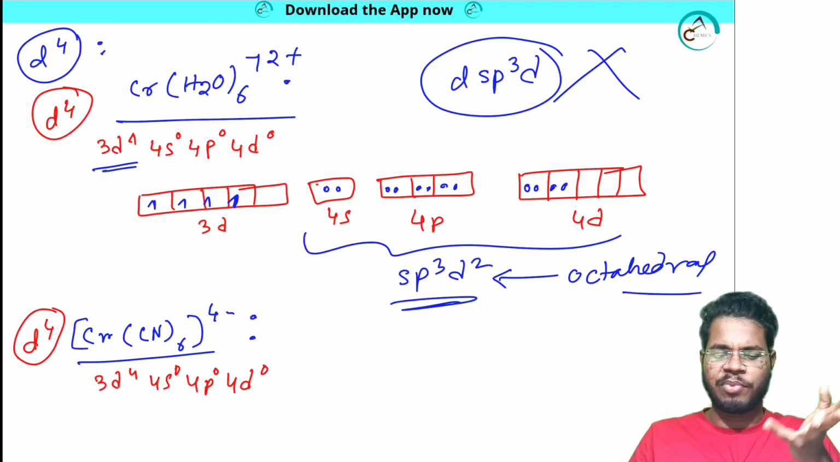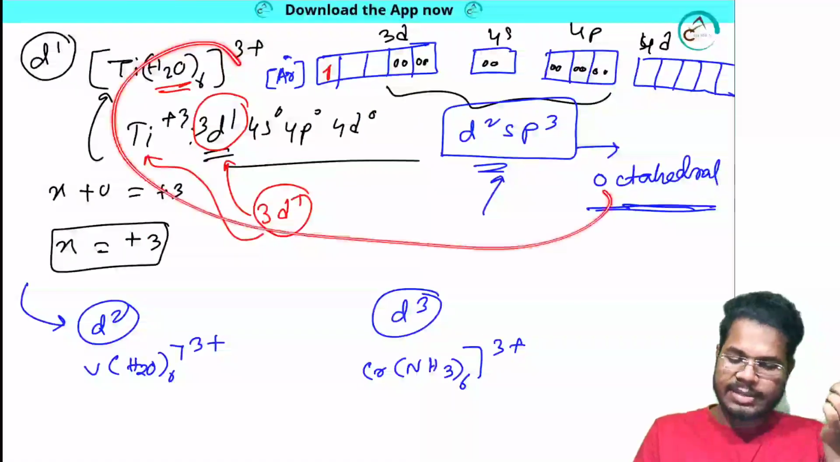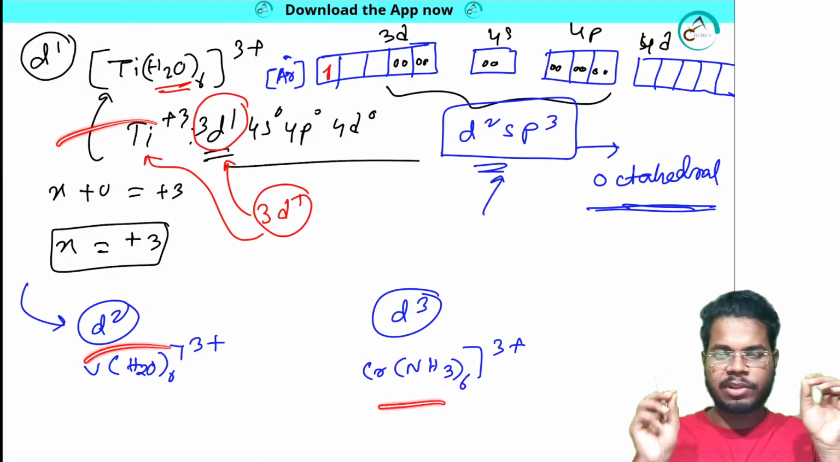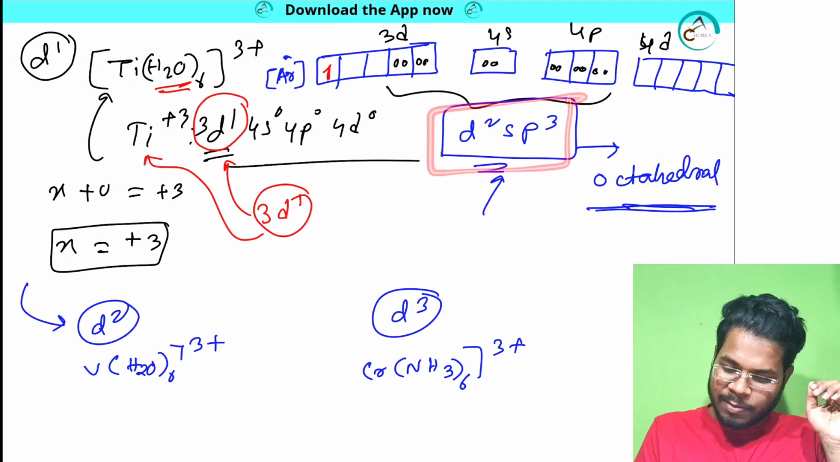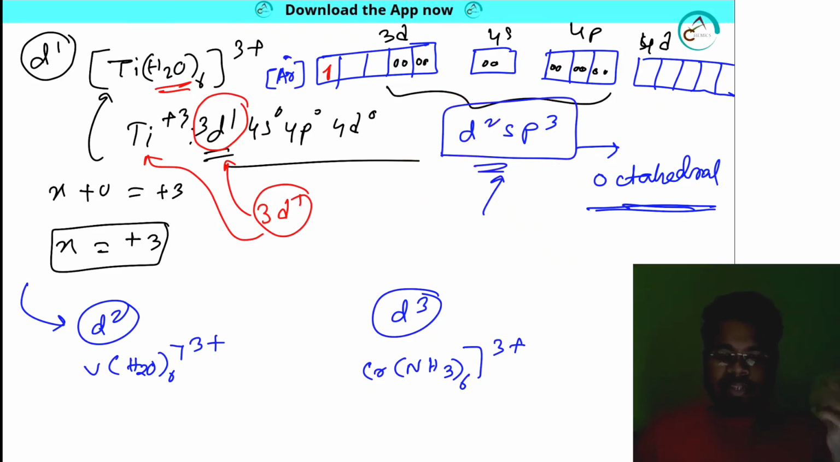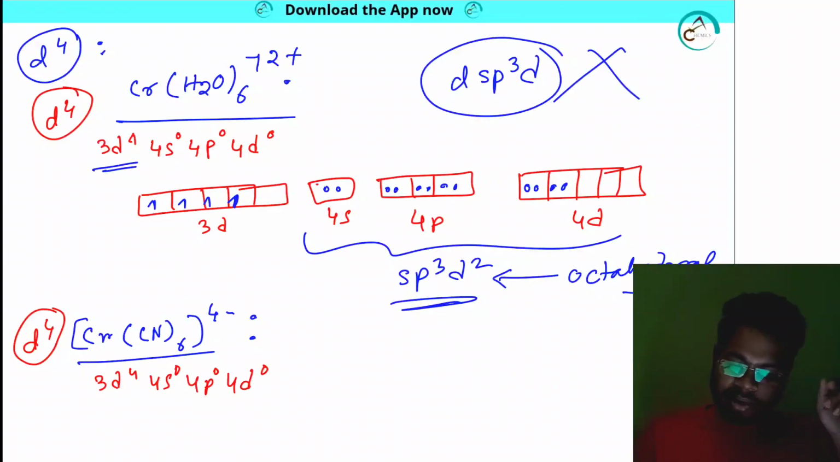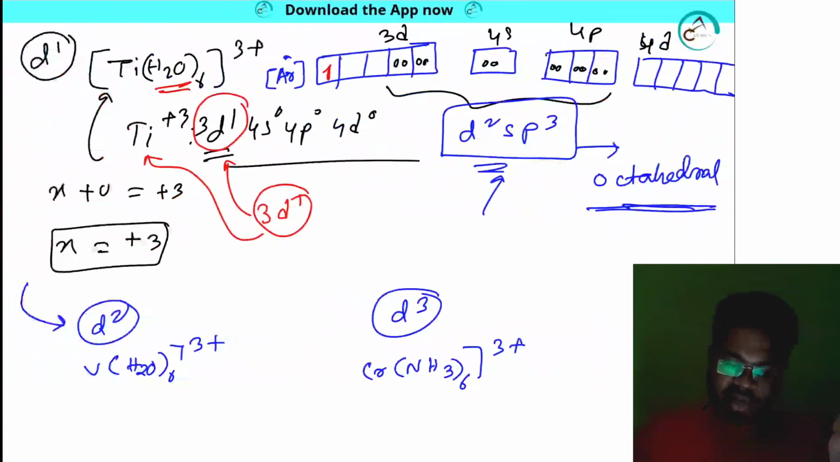So there is a slight difference. For the first case, for d1, d2 and d3, everything will be the same. In this case, the hybridization is d2sp3. That means the system is using only the inner d. But in the second case, the system is using the outer d. You got the difference? In the first one the system is using inner d, and in the second one the system is using outer d. So what is the difference between inner d and outer d?